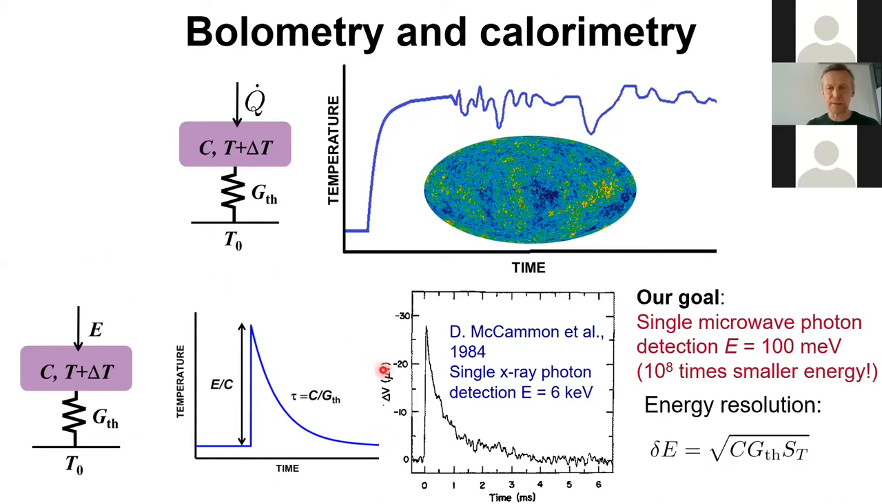But then the other very important thing is calorimetry, which uses exactly the same element here, but you aim not to measure this steady-state flow of these excitations or particles, but you try to measure the single event. So when a single energy absorption, like a delta peak, like an energy impulse, occurs here, then the temperature of this absorber rises by an amount which is given by the energy of this photon or quantum divided by the heat capacity.